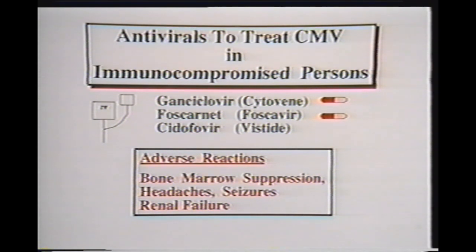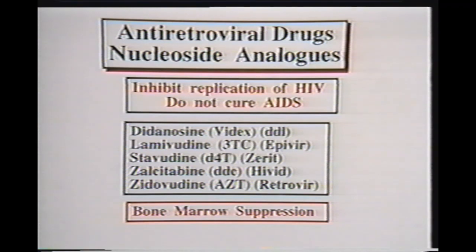Interestingly enough, one of the major side effects is bone marrow suppression along with headaches. We're beginning to see a pattern here, aren't we, with bone marrow suppression and headaches as major side effects. You can also get renal damage, so renal function tests are going to be monitored during therapy. I want to take a look at the antiretrovirals, and these are drugs that are being used to treat HIV infection.